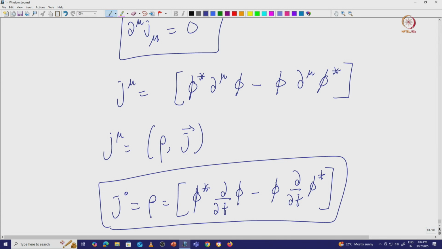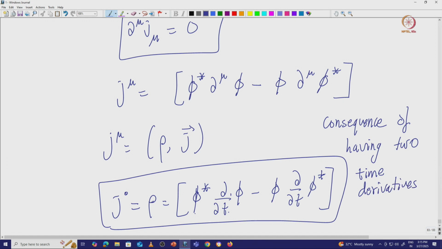Now in contrast, let us see what J0 is. J0 is phi del by del t phi star minus phi star del by del t phi. This is a consequence of having two time derivatives in the equation of motion.